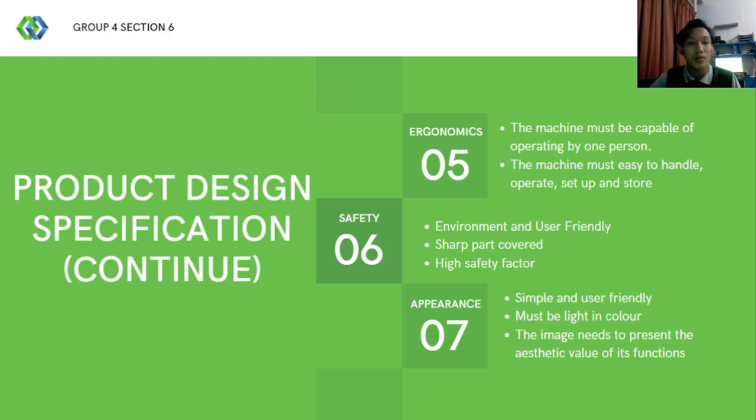Next, for the product design specification, it's ergonomics. The machine must be capable of being operated by one person. The machine must be easy to handle, operate, set up, and store. For safety, the machine is environment and user friendly, with sharp parts covered and a high safety factor. For the appearance, it must be simple and user friendly, light in color, and the image needs to present the aesthetic value of its function.